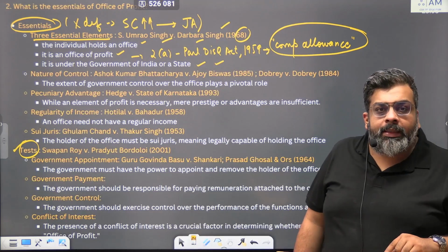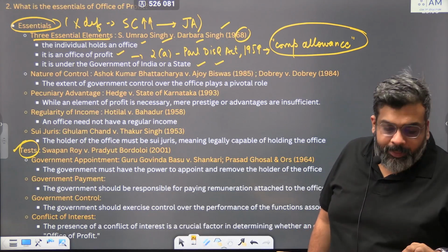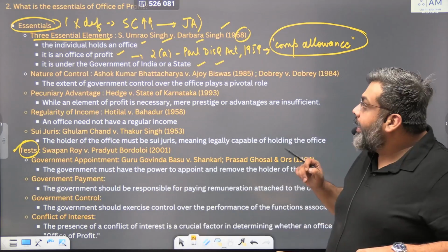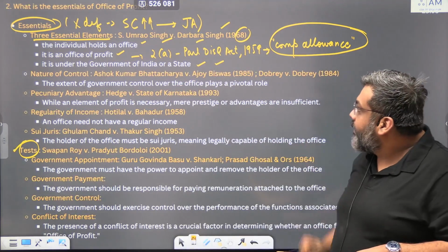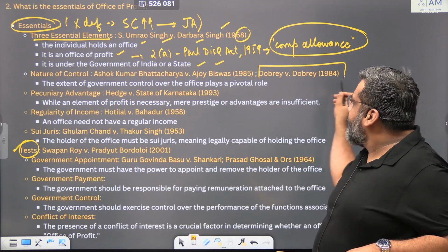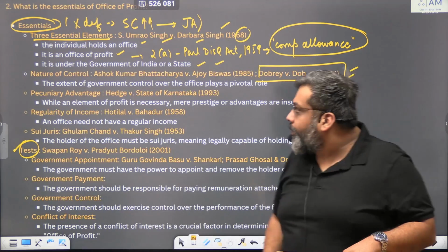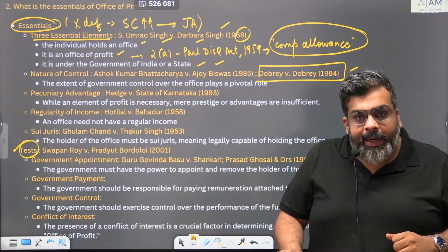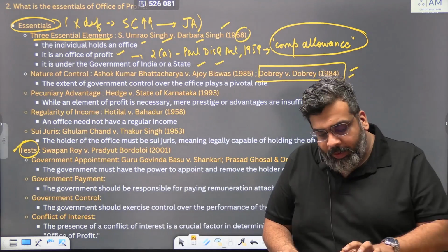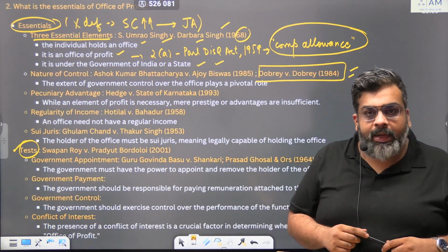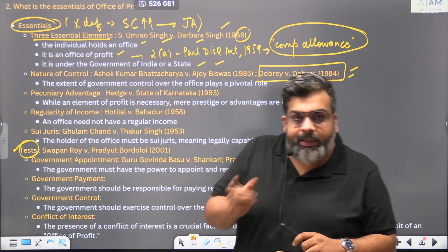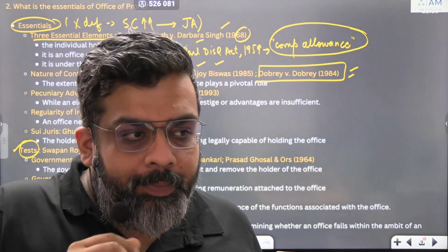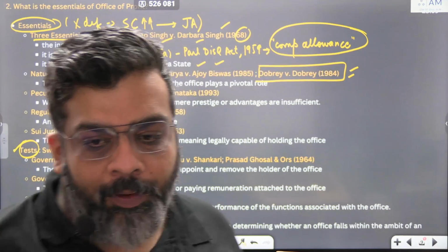It is also very important to understand the nature of control. Now, why is it important to understand the nature of control? It is important because of A.K. Bhattacharya versus Ajay Biswas in 1985, further reiterated in Dobre versus Dobre, which is an important case that you should know. The extent of government control plays a very significant role in deciding whether this was actually a problem or not. The extent to which the government was to get into the activities of it plays a very important role. And it's not just the extent, it is also the amount to which the government can regulate the office.